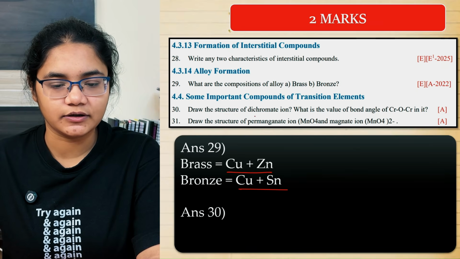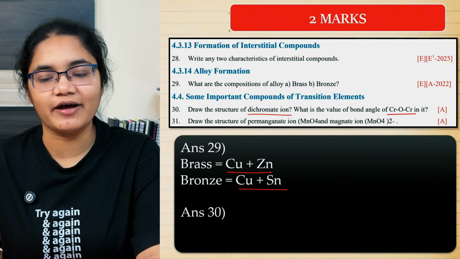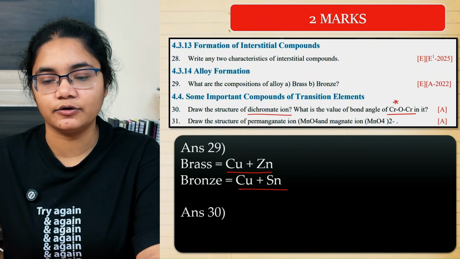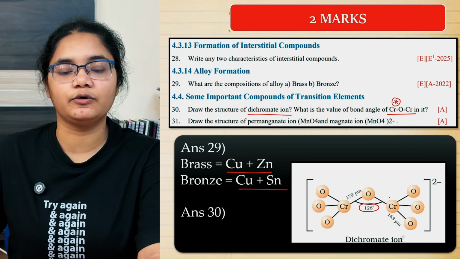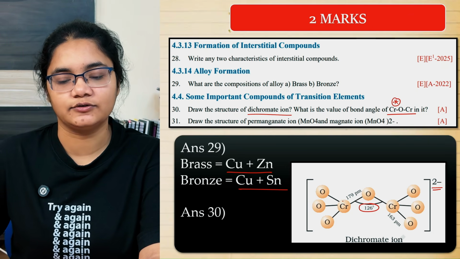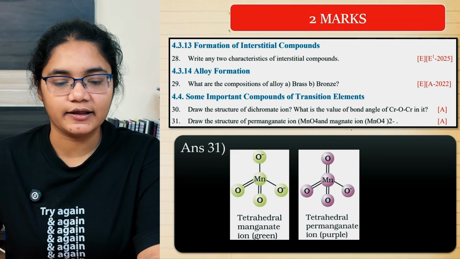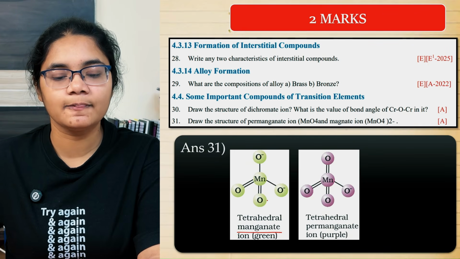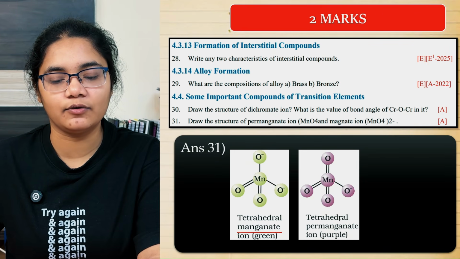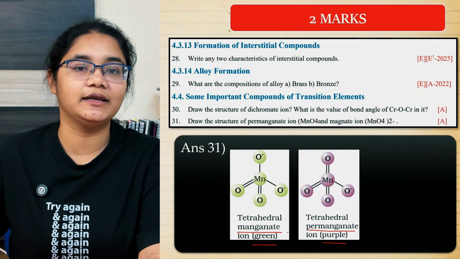Next, question number 30. Draw the structure of dichromate ion, and what is the value of bond angle? So this is also important, you should remember. Dichromate structure is like this, and the value of bond angle is 126 degree. Here the 2 minus is also there. Next, draw the structure of permanganate and manganate ion. This one is your manganate ion, that is MnO4 2-, and this is MnO4 minus. This is permanganate, which is purple in color, and this is green in color.